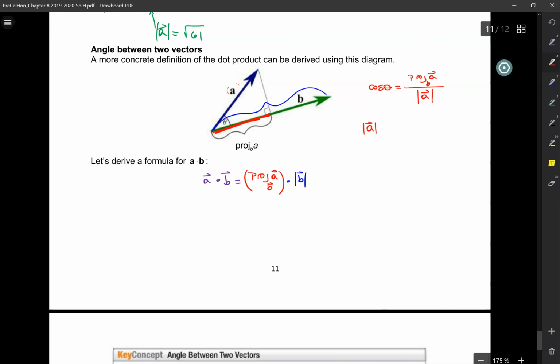It's the magnitude of A times cosine theta that is the projection. Okay? So now let's come back here. A dot B is equal to, how much is the projection? It's A cosine theta, right? Times the length of B.